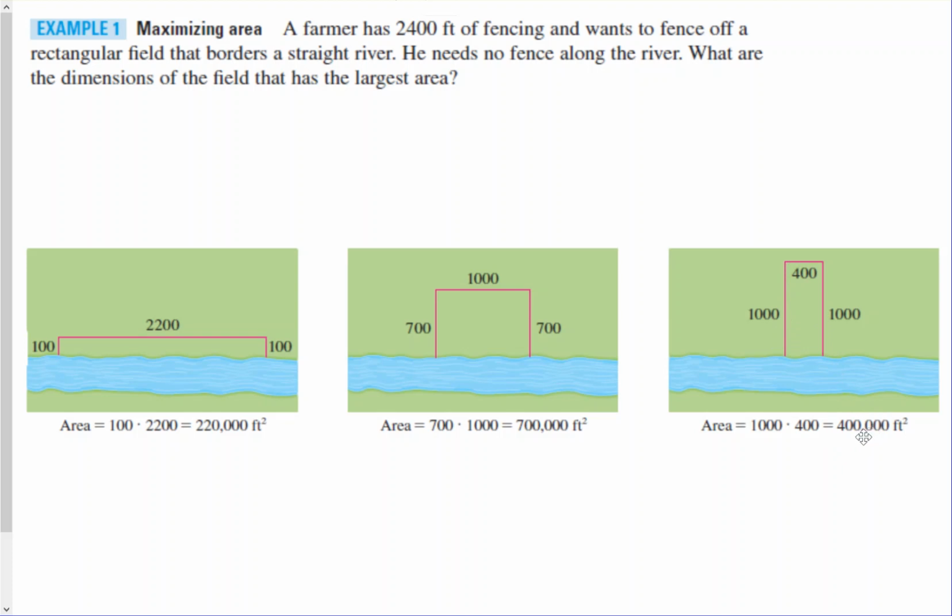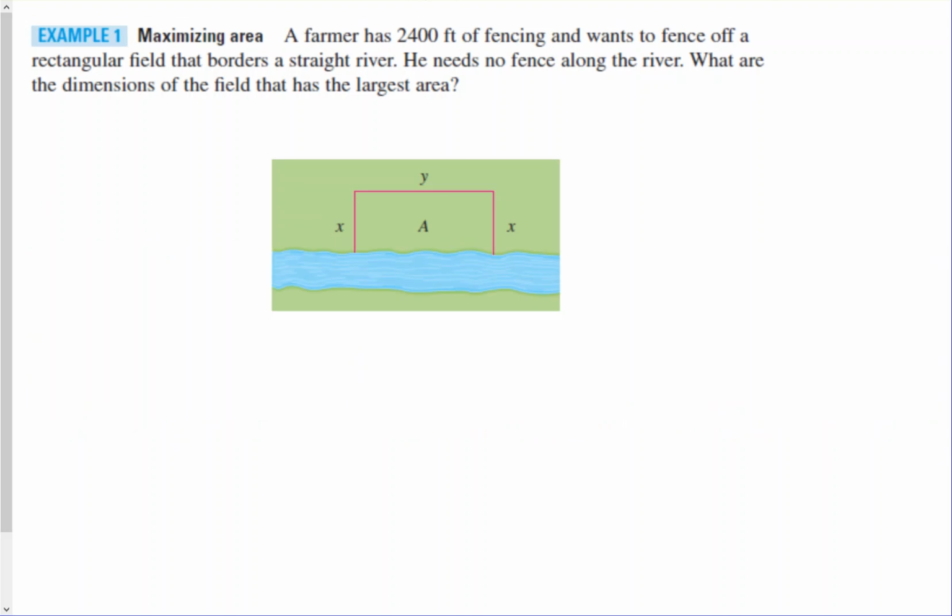Now oftentimes the guess and check model like this would be a little cumbersome. It'll take some time. You'll probably do a lot of guessing, a lot of checking. But there is a straightforward way of figuring out what the largest area is. To do that, let's come up with a generic diagram for the area of the field. We label x and y for the two dimensions. Y will be the length, x will be the width, and we want to maximize this area.